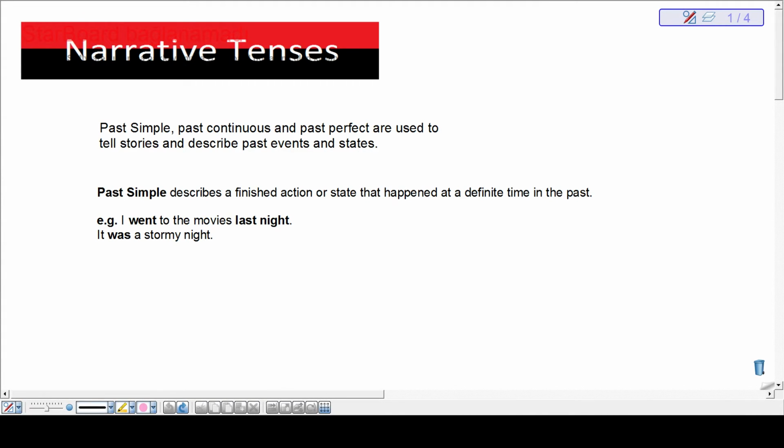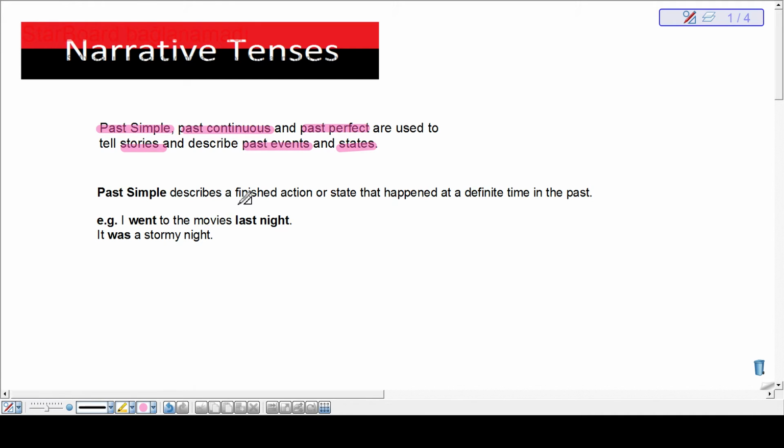Today we are looking at narrative tenses. They are the tenses that we use to tell stories. Past simple, past continuous, and past perfect are all used to tell stories and describe past events and states. So what's the difference? Let's start with past simple tense.